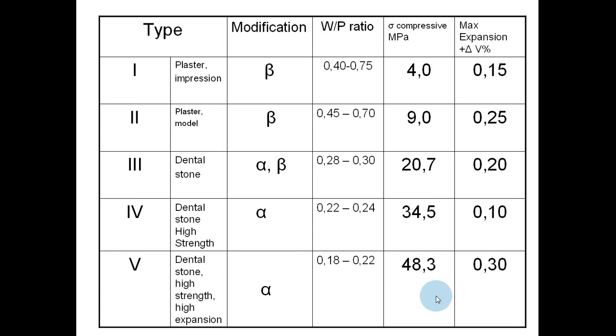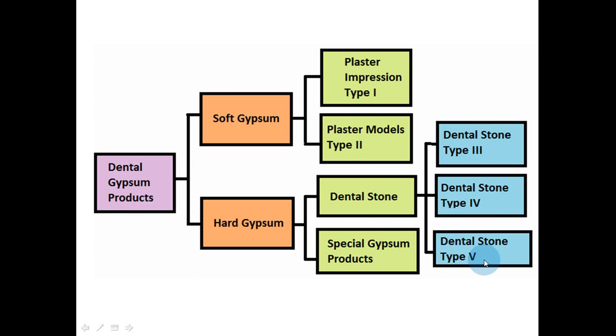As you can see, types 4 and 5, also type 3, have very high expansion, but type 5 has the highest expansion of all of them. This shows that type 1 and type 2 are soft gypsum, used for plaster impressions and plaster models, but types 3, 4 and 5 are hard gypsum, dental stone and special gypsum products.